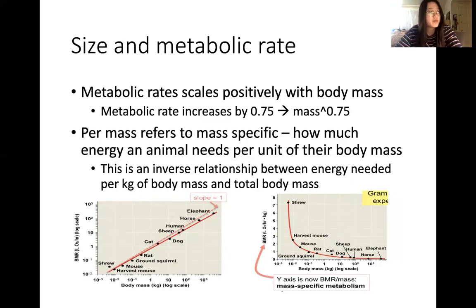Across animals, metabolic rate increases by 0.6 to 0.8 per 1 gram of body mass, but we simply say mass to the 0.75. And this means that large animals don't eat as much as we think they would if metabolism and mass had a 1:1 ratio.